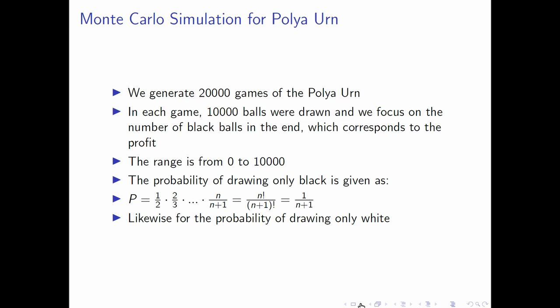If we continue like this, we end up with a probability of n over n plus 1 for the last draw, because conditioned on observing only black before, there are n black balls and 1 white ball in the urn. Therefore, the probability of observing only black is given by n factorial over n plus 1 factorial, which simplifies to 1 over n plus 1, or in this case, to 1 over 10,001. Likewise, the probability of only white is 1 over 10,001. In 20,000 games, it is therefore not that unlikely to observe.